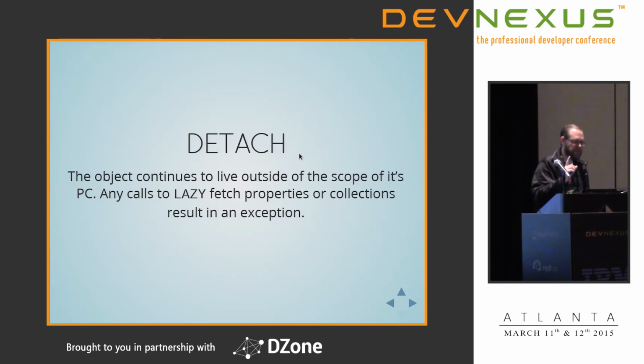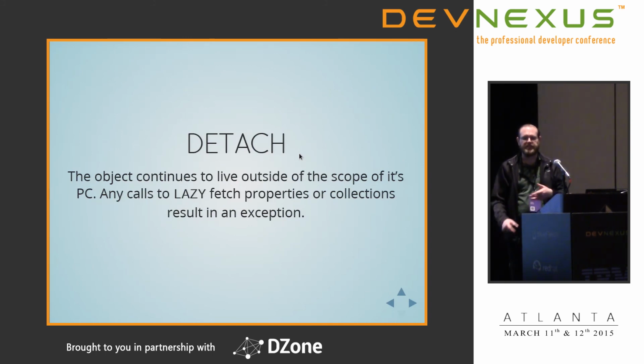Detaching. The key thing with detaching is right here. If I have a detached entity and I happen to access a lazily fetched relationship or field that has not been fetched before, I get an exception because it's not associated with anything, it can't talk to the database, and there's nothing there. So instead of getting a null pointer exception, you get a persistence exception. I don't remember exactly what it is. So it is there.